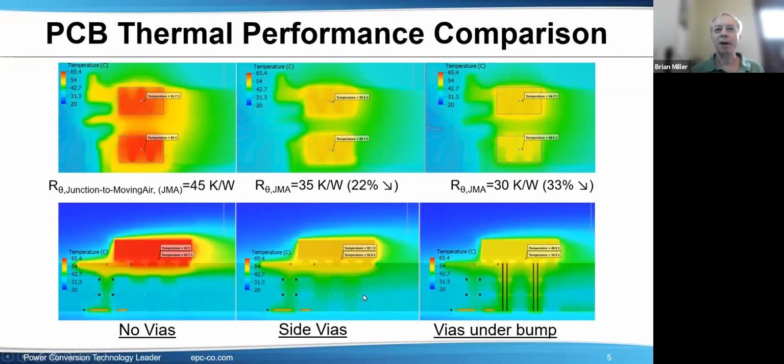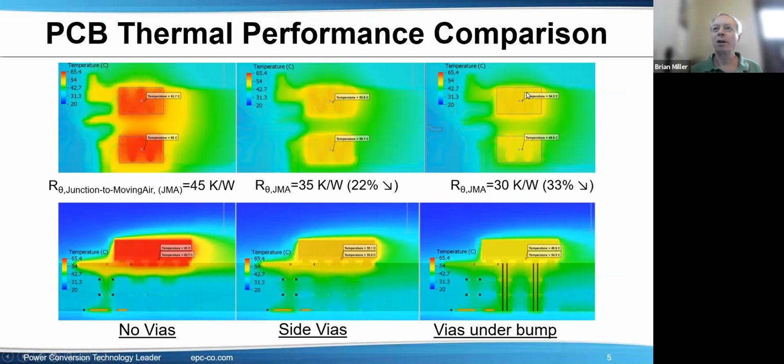It's going into different layers. It's not real obvious, but it is happening. You can see the green area moving, which is the next step above blue in terms of heat. And that results in a 22% decrease in the thermal resistance.